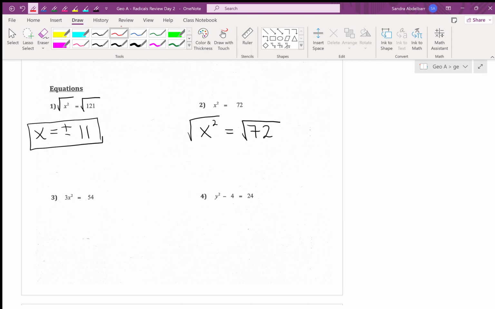Cliff? Simplify it. So I think the best option is 36 and 2. So I go 36 and 2, and then 36 is 6 and 6. So what do we end up getting? X is equal to, what do I need in the front? Plus or minus 6 root 2.